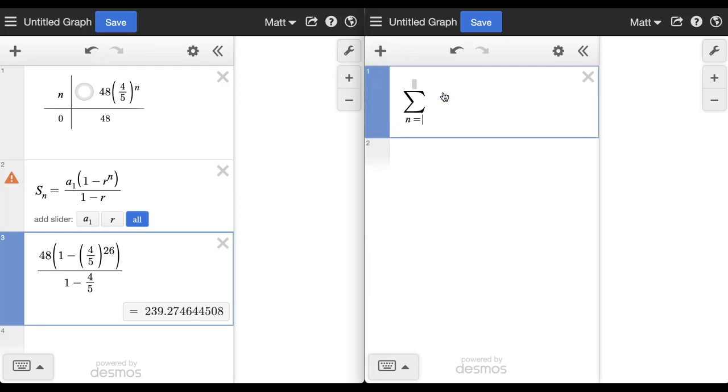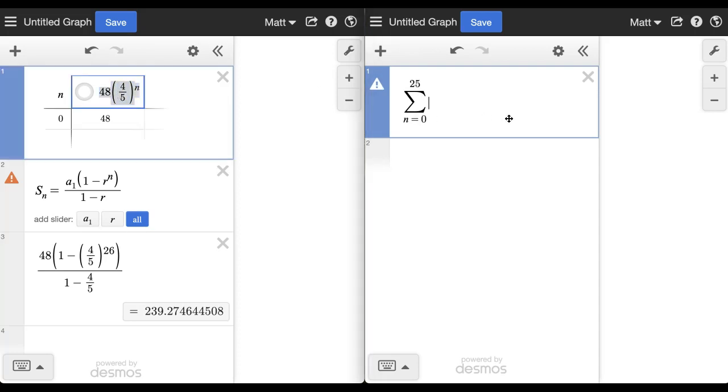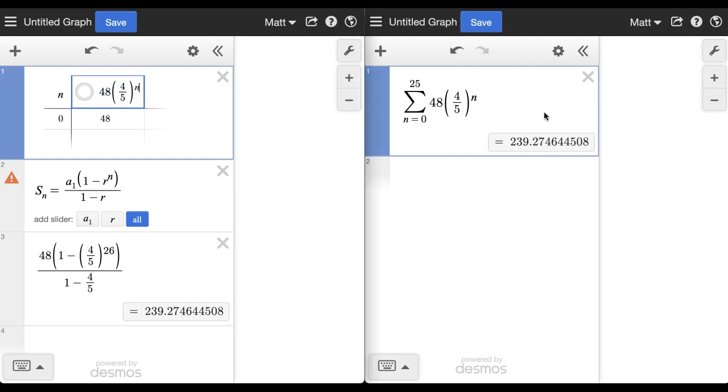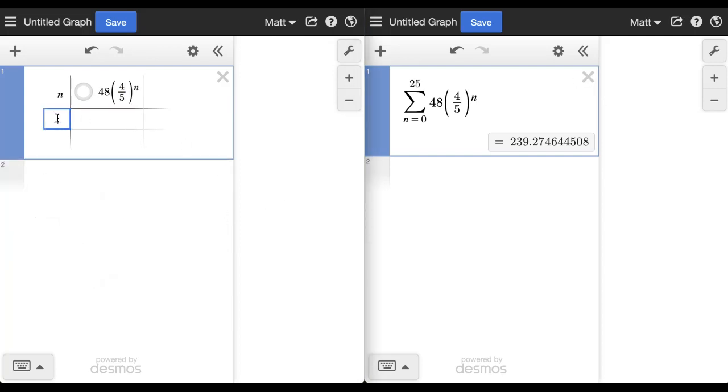And again, we'll double check everything. So from 0 to 25, with this formula, should be the 239.275. Beautiful. All right, last one. Last one is an infinite series.